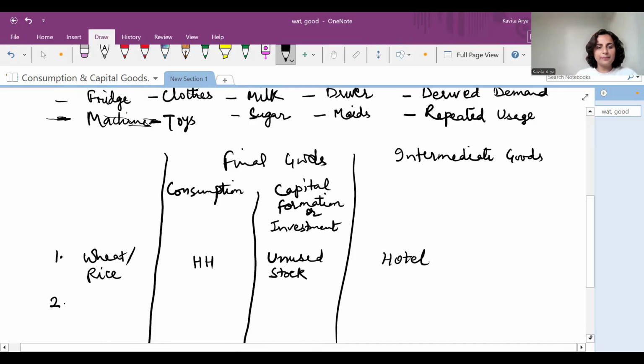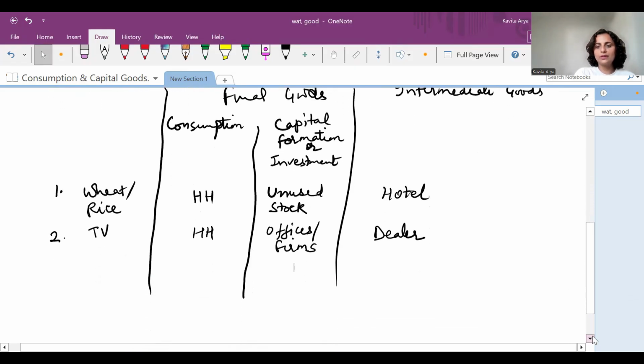Then we have another example, say, TV. If a TV is used by a household, it becomes a durable consumption good. So it's a final good. And if it is with a dealer or distributor, this becomes an intermediate good. So when would this TV be a final good but in the form of investment? Yes, when it is at some offices or some firms, or in your school. So these units have invested in TV. So this becomes an investment and hence a final good.